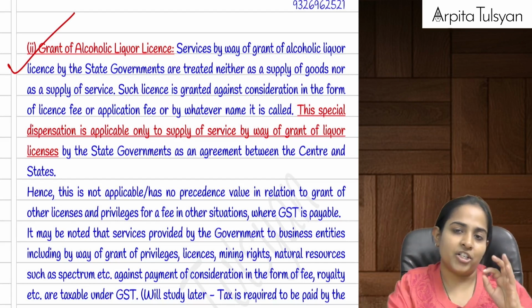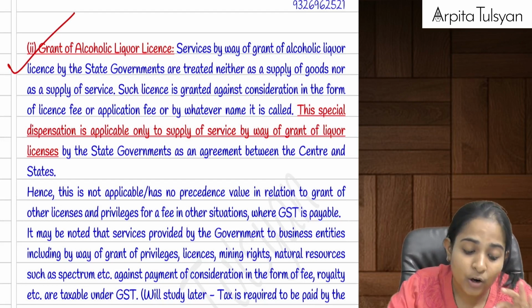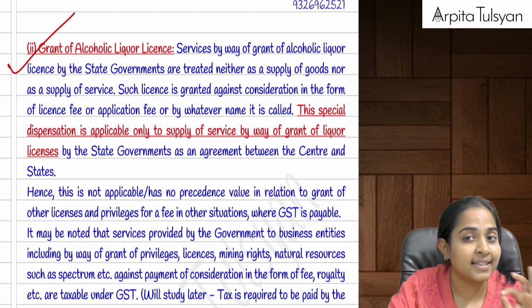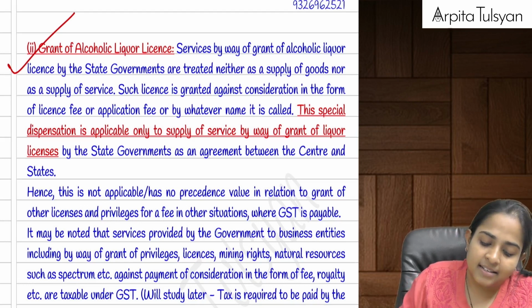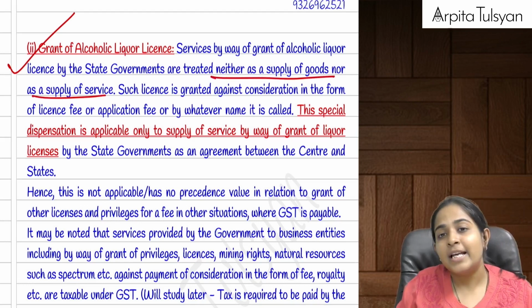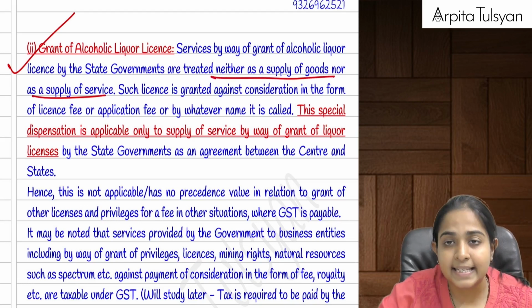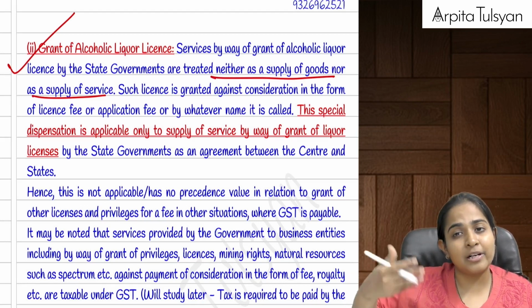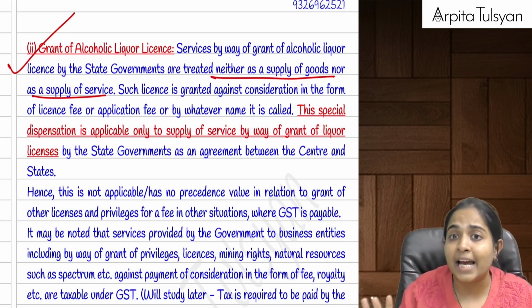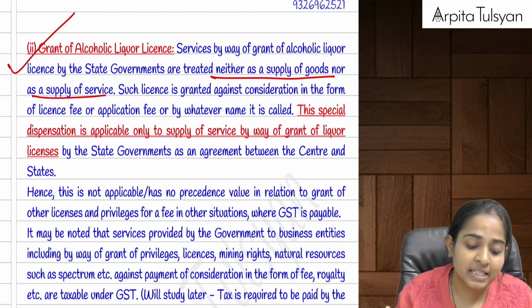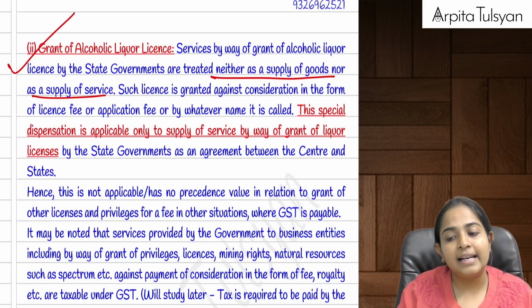That consideration, okay, consideration only for sale of liquor license, not any other license, is considered as neither supply of goods nor supply of services. Let's say government gives me a license to extract natural resources, do mining, etc. That is liable. We are talking only about which license? We are talking only about alcoholic liquor license.